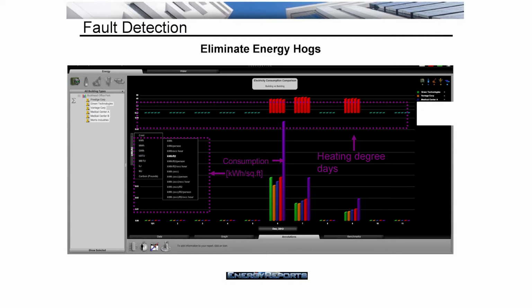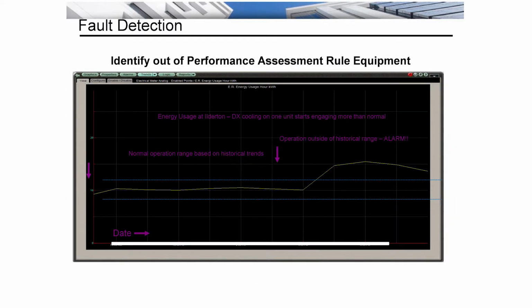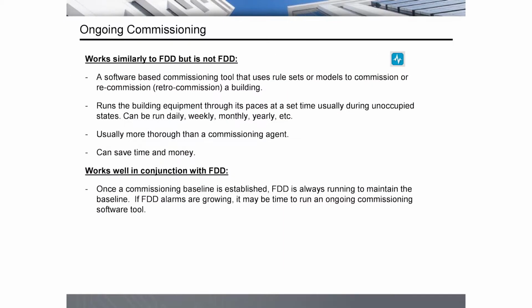The other advantage of fault detection is you can eliminate energy hogs, because you can see where pieces of equipment are using more energy than they had been using in the past. And then you can run performance assessment rules on the equipment. So you can look at things like this rooftop unit is running more than this rooftop. Or in a situation where you have a couple chillers, one chiller seems to be running more than the other. Why is that? Why is that happening?